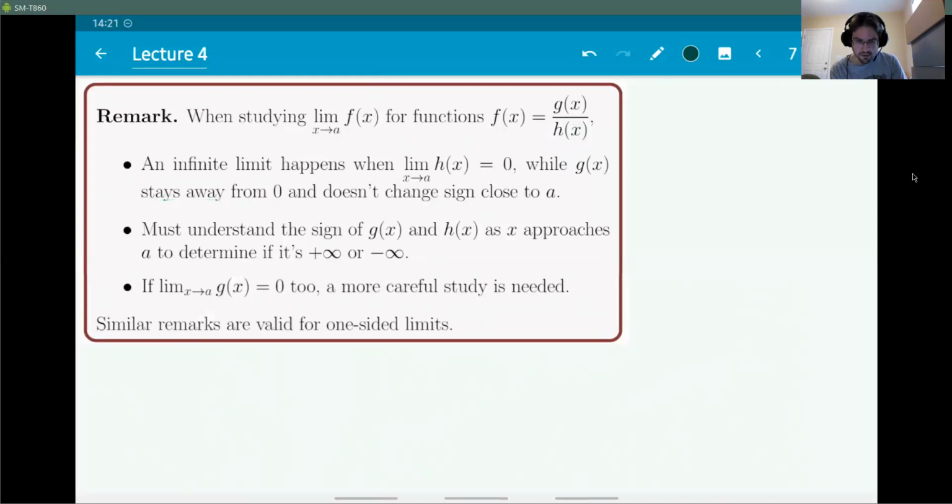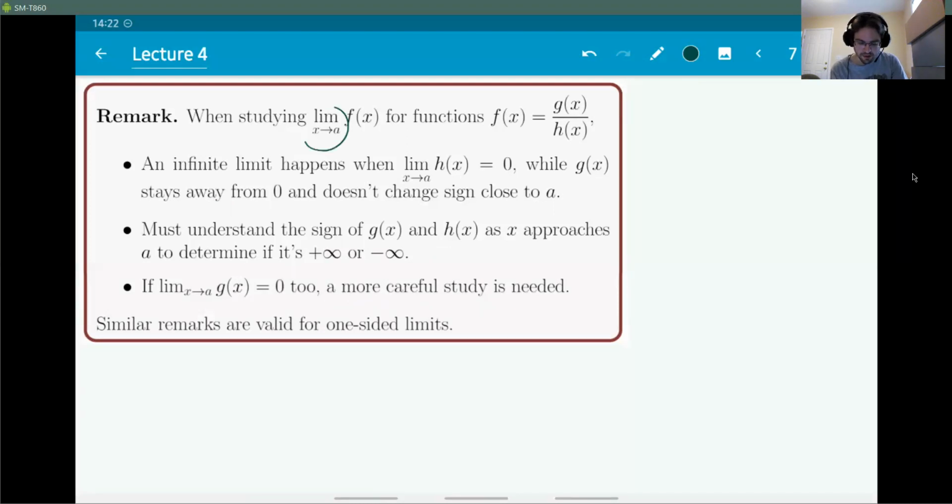And then if that all happens, in order to understand if it's plus or minus infinity, you have to understand the sign of the expression, both g and h, as x approaches a. We're going to see examples of that. And finally, if it happens that the numerator is also going to 0, then this is called an indeterminate form. It's like 0 over 0. This could be really anything. So a more careful study is needed, which usually means simplify. We're going to see that. And similar remarks are valid for one-sided limits as well.